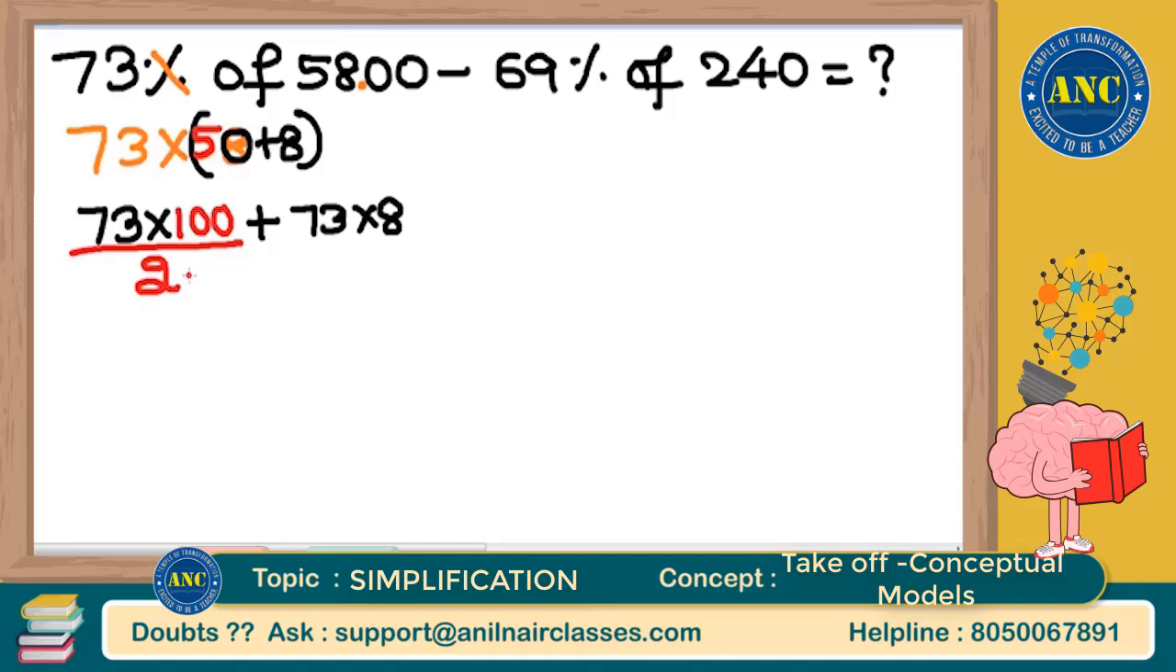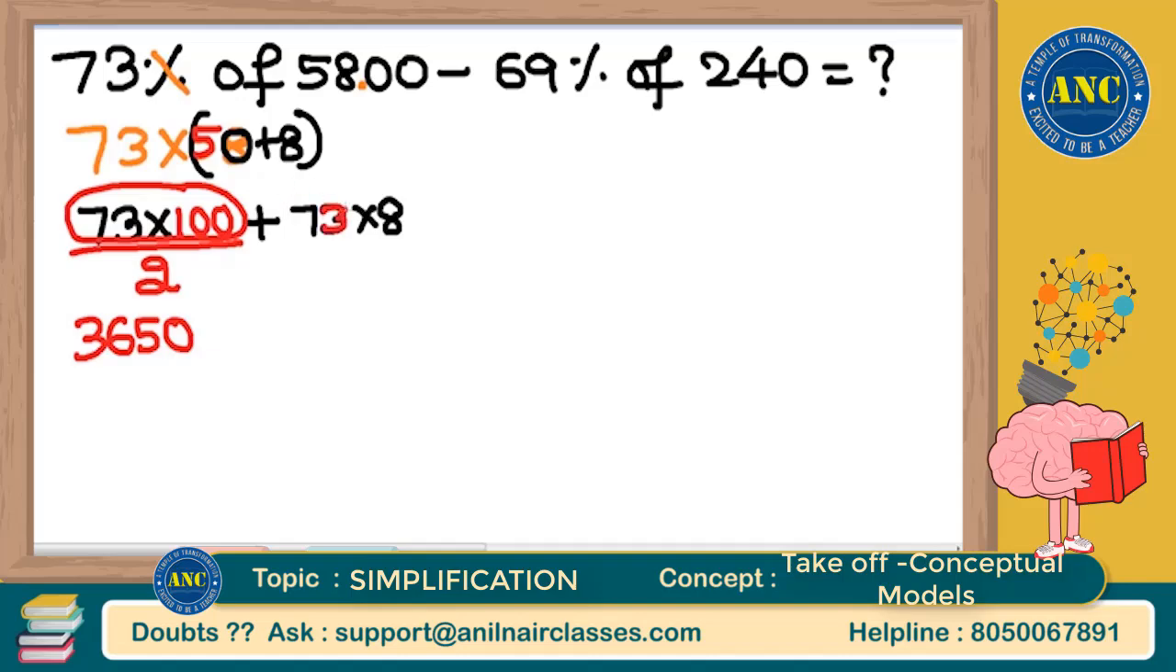I told you this concept already. Whenever it is into 5 or into 50, multiply and divide by 2. So that this number becomes 7300 divided by 2, which can directly be written as 3650. So fast you will get it.